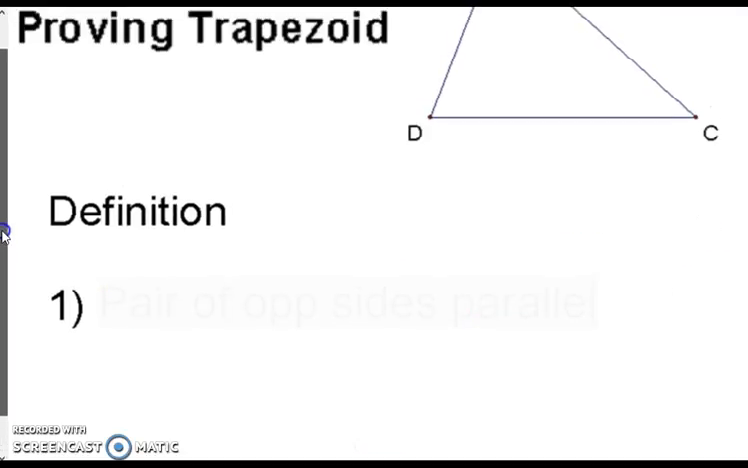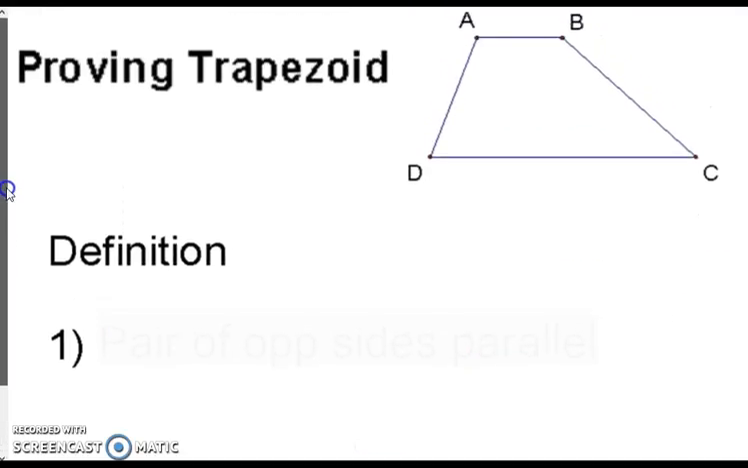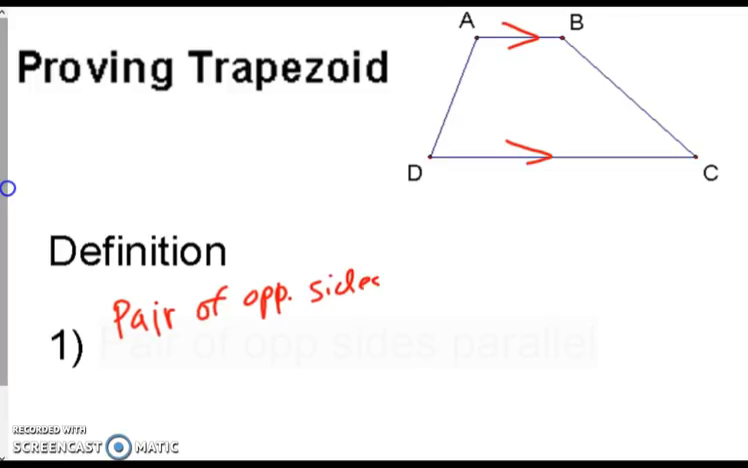With proving a quadrilateral is a trapezoid, again, we just use our definition. So you need to show that a pair of opposite sides are parallel. So here, if you showed that AB and DC were parallel, then you could say if a quadrilateral has at least one pair of opposite sides parallel, then the quadrilateral is a trapezoid.